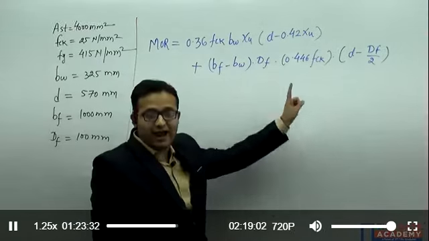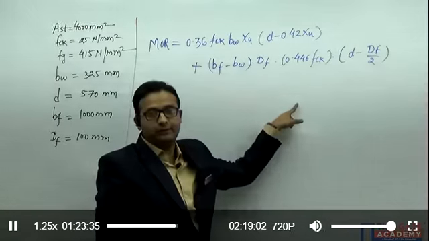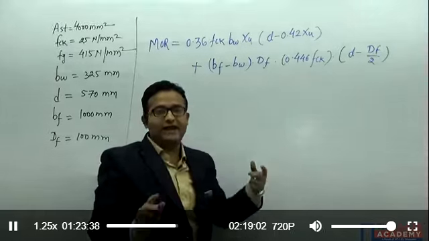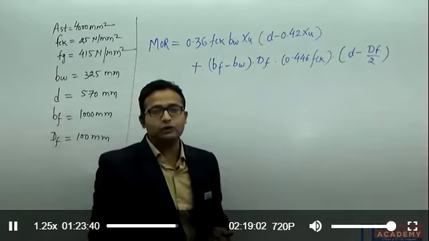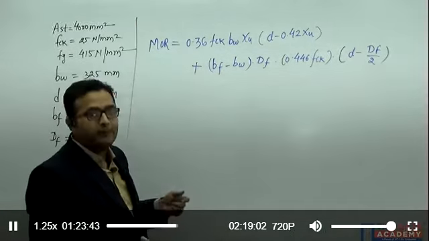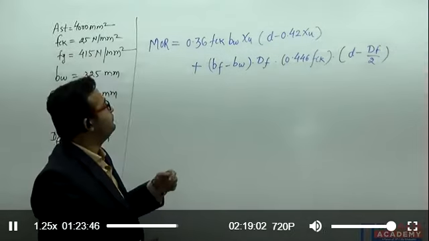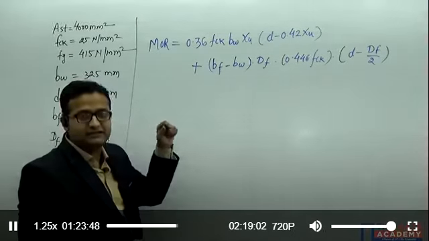Here I will not be using yf by 2 because it is the case where the flange is uniformly spaced, so no need to calculate the equivalent depth of the flange. We will be using the total depth of the flange, Df. So this is the formula for moment of resistance that we have derived.